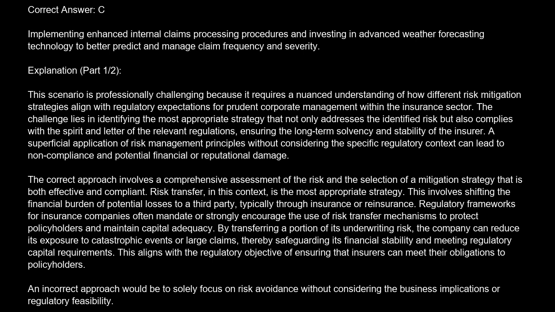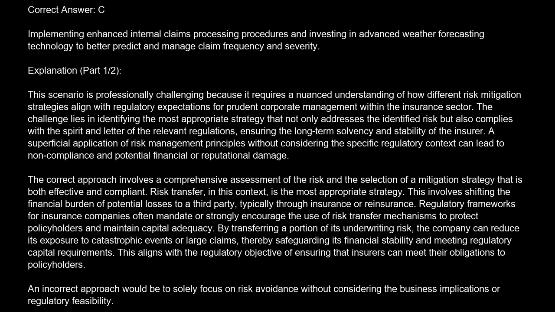A superficial application of risk management principles without considering the specific regulatory context can lead to non-compliance and potential financial or reputational damage. The correct approach involves a comprehensive assessment of the risk and the selection of a mitigation strategy that is both effective and compliant. Risk transfer in this context is the most appropriate strategy.